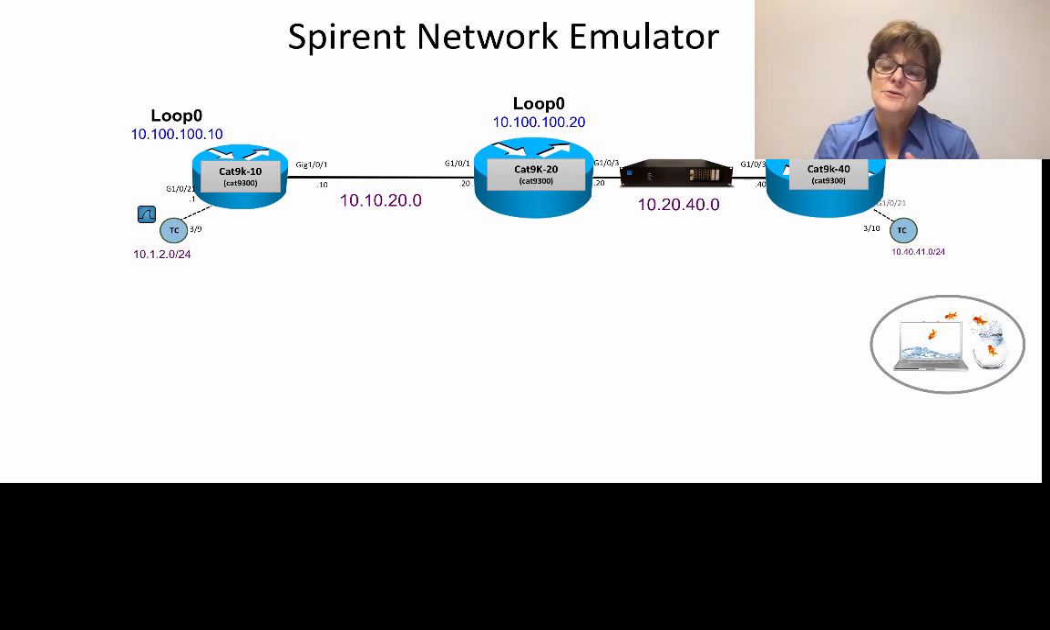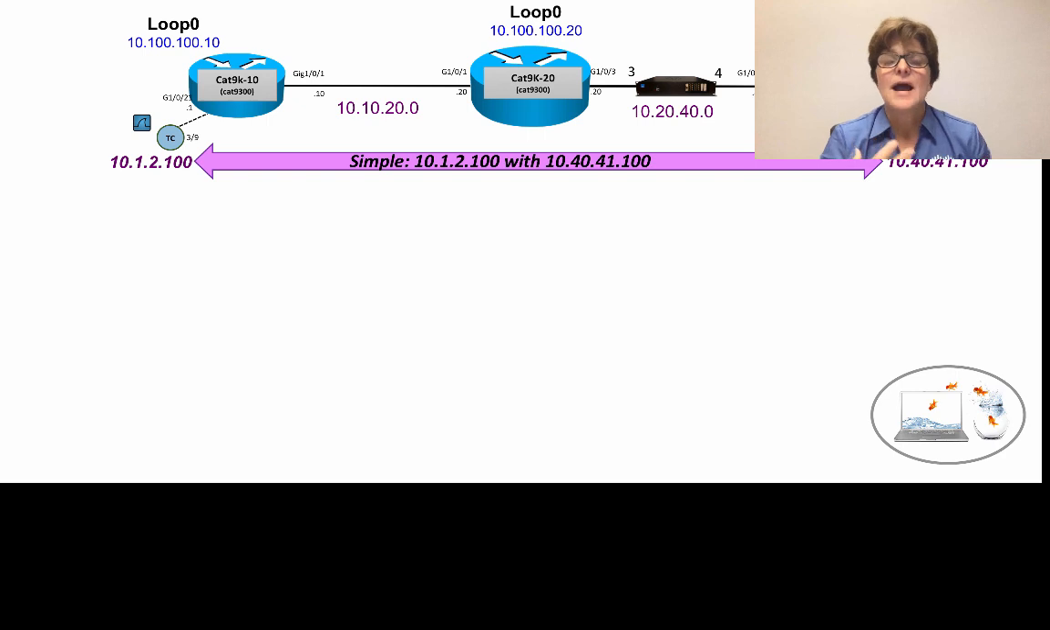So we're going to go ahead and use the Spirent Network Emulator, and we're going to use the Spirent test centers and some pings, and we're going to play. Basically what we have is, off of Cat9K10, that test center port, that 3.9 in the circle, and off of that Spirent test center port, I have a host being emulated, 10.1.2.100. Then off of the test center port 310, off of Cat9K40, I have another host being emulated by the Spirent test center, which is 10.40.41.100. I have simple traffic going back and forth to each other.